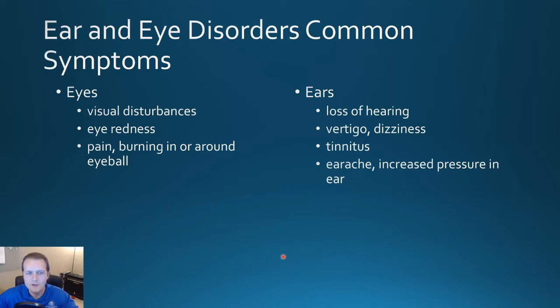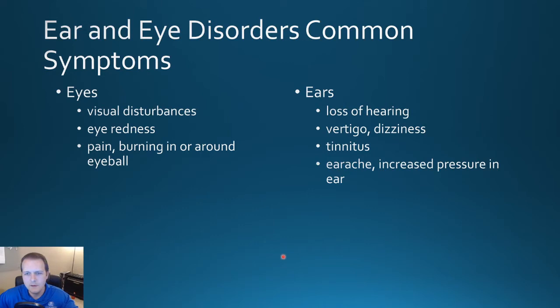So, as I mentioned, eye and ear complaints are a really common reason for patients to show up in the urgent cares and ERs and things like that. Reasons why patients might show up with eye symptoms could include things like maybe their vision is a bit disturbed, or maybe they're having eye redness. More often than not, a lot of it has to do with things like pain and burning, itching around the eyeball. There are a lot of infectious reasons for patients to show up with eye complaints.